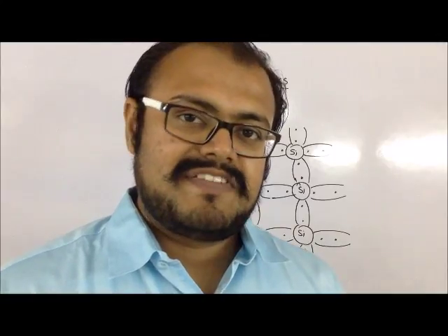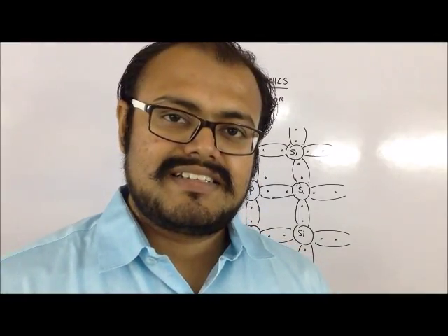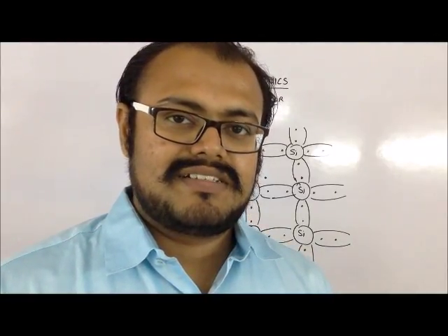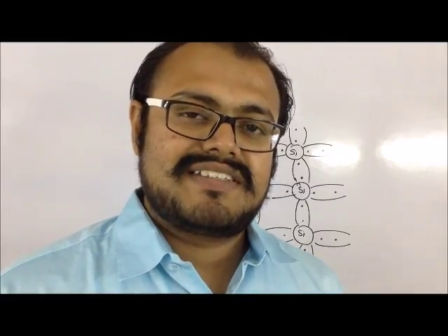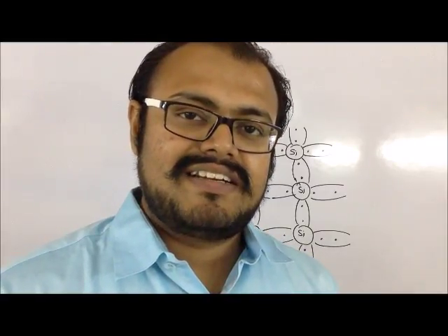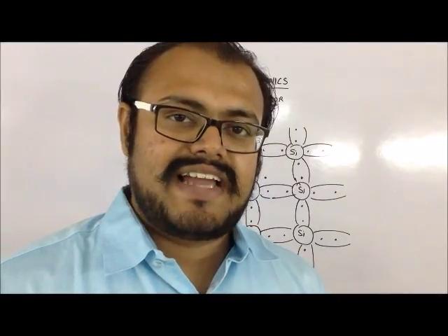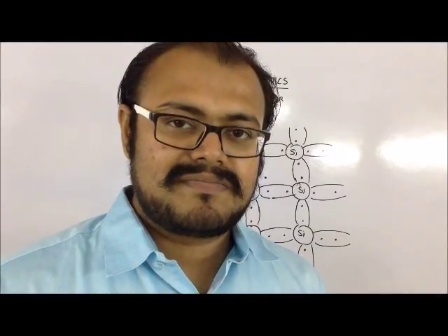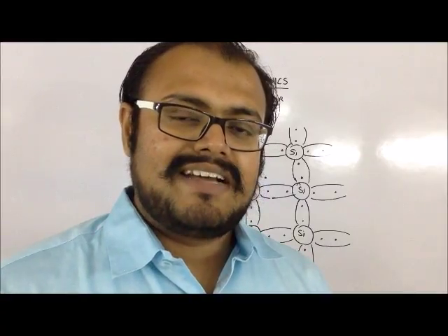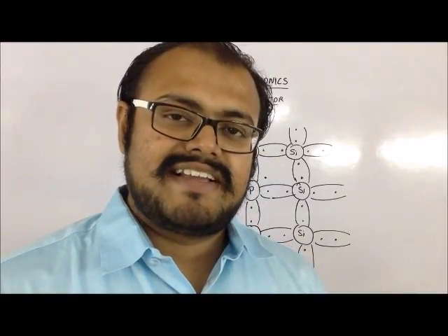The first type of an extrinsic semiconductor material is an N-type semiconductor material. In this, the impurity which is being added is a pentavalent material. Now pentavalent materials can be phosphorus, antimony, etc. So pentavalent means it has 5 valence electrons.